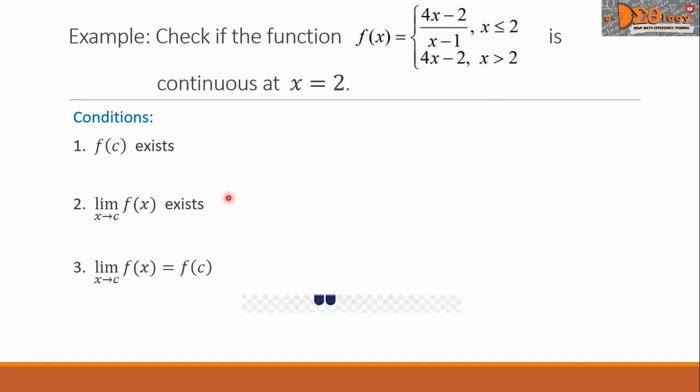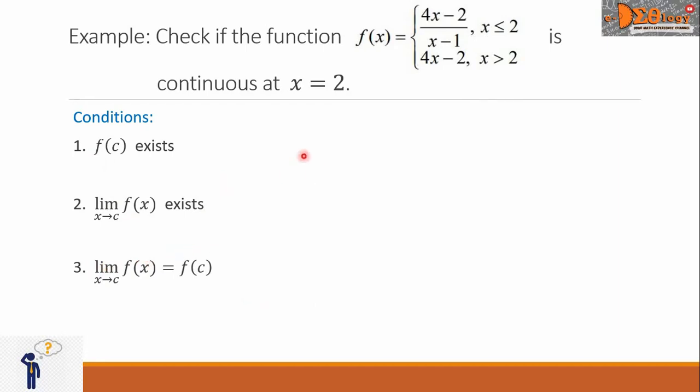Remember the rule of continuity. The function must satisfy the three conditions. Number 1, f of c must exist. Condition 2, the limit of f of x as x approaches c exists. And condition 3, the limit of the function must be equal to f of c.